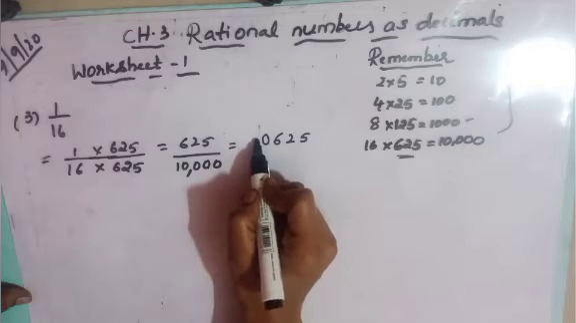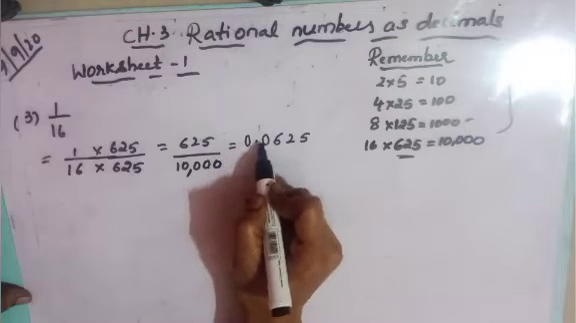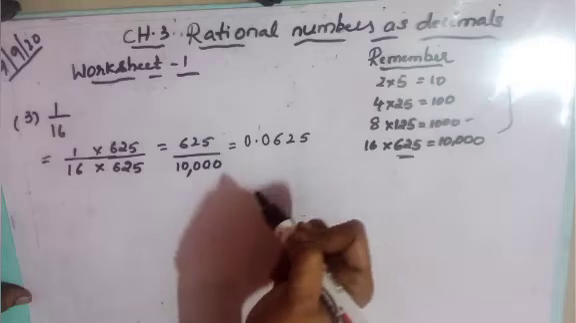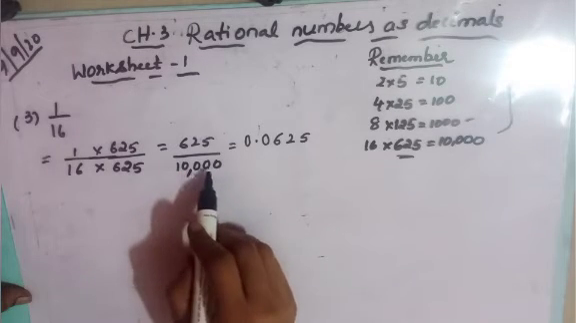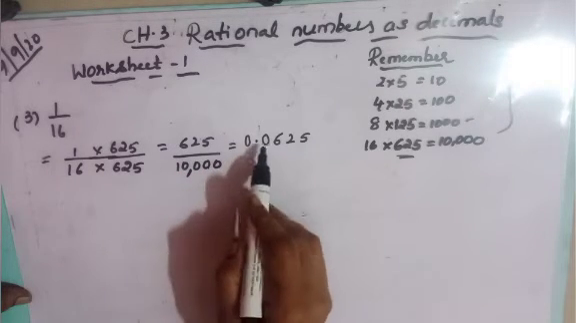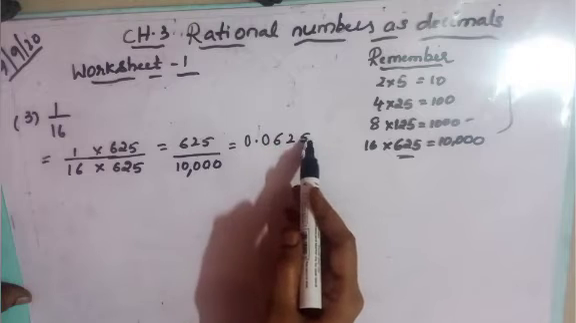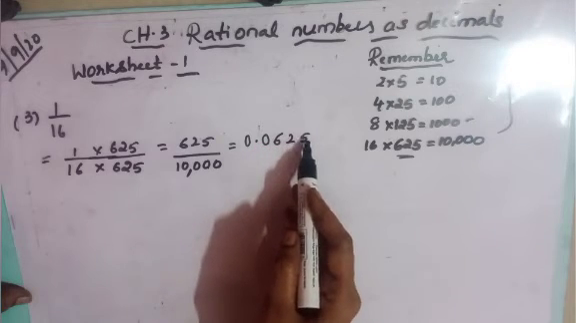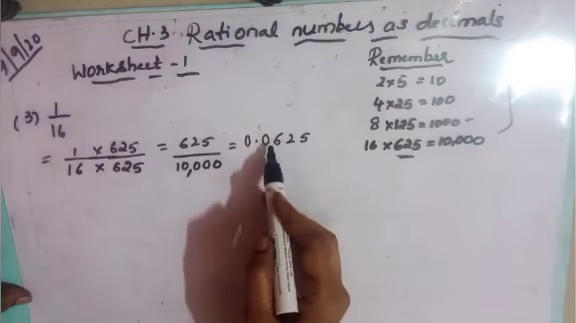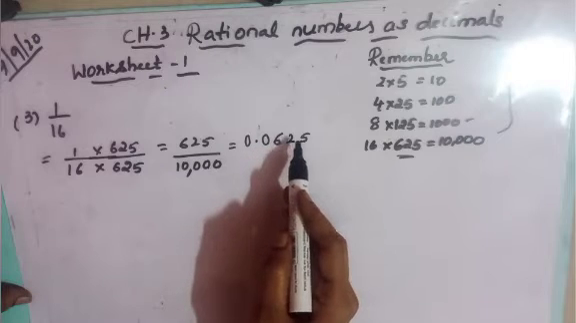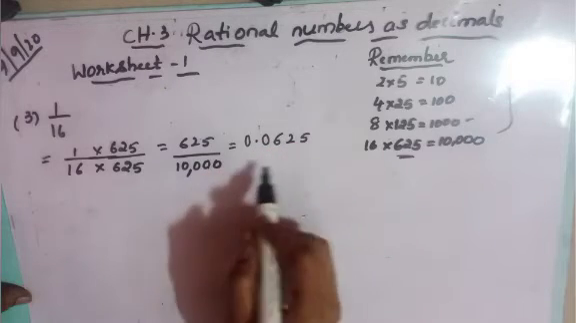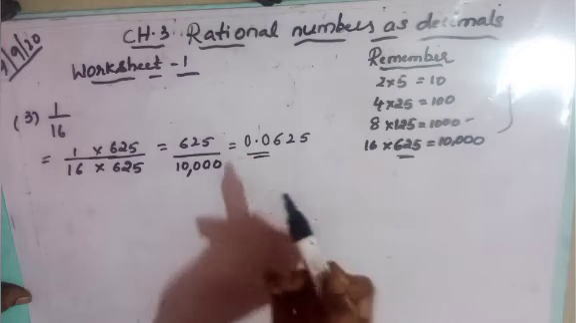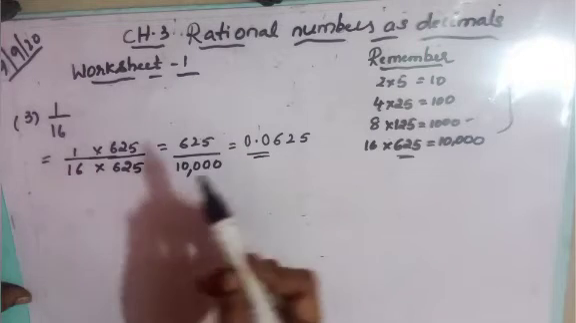Next the point. Then 0 point. See, after the point how many digits should be there? If the denominator has 4 zeros, after the point there should be 4 digits, that is 1 2 3 4. So after the point the number is read as tenths, hundredths, thousandths, ten-thousandths. So in this way we have to convert rational numbers into the decimal form.